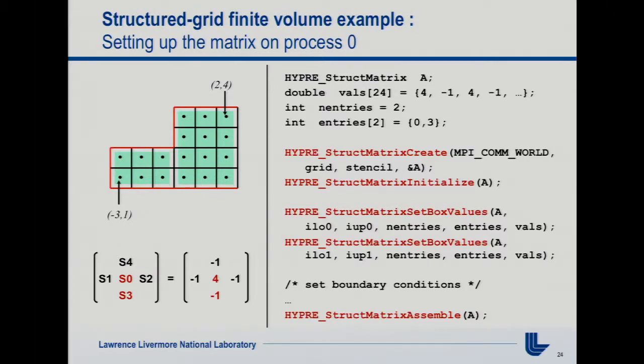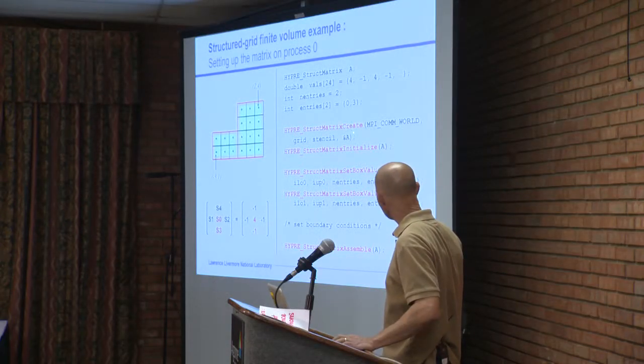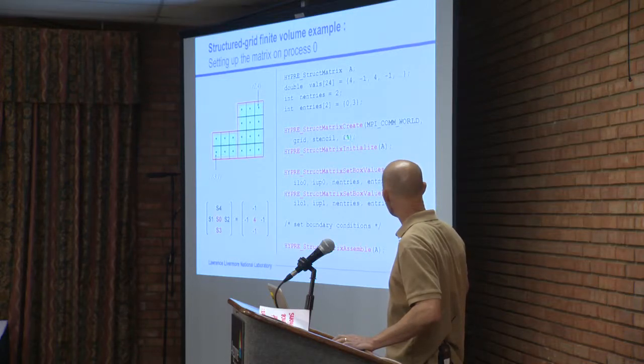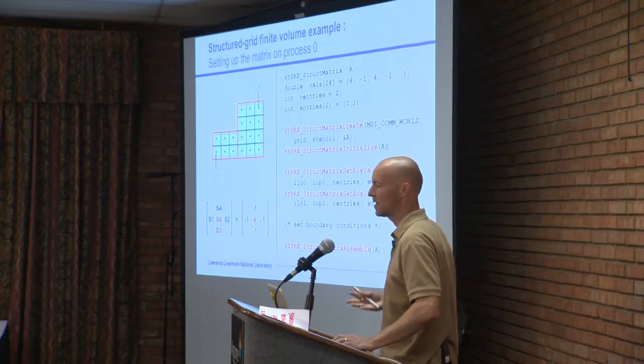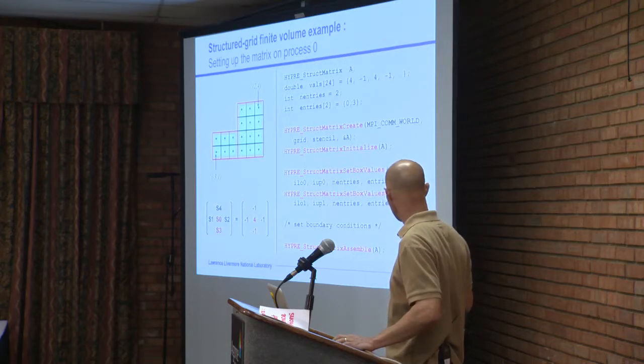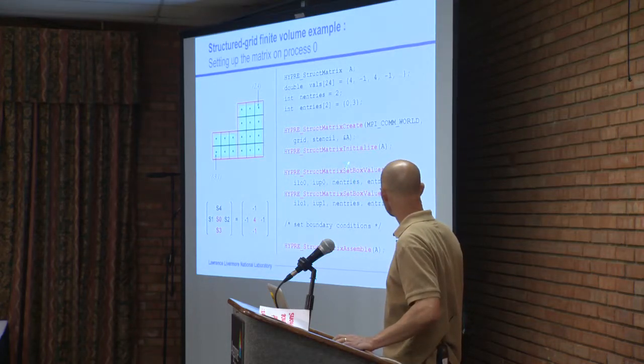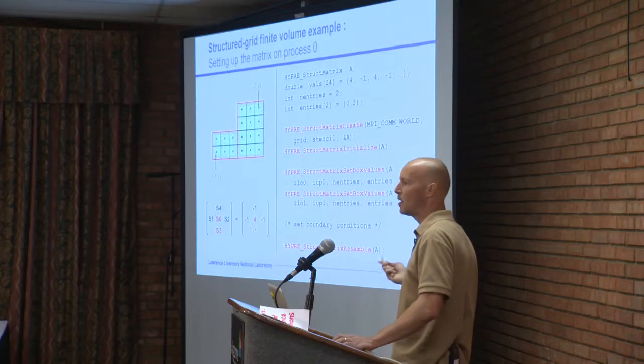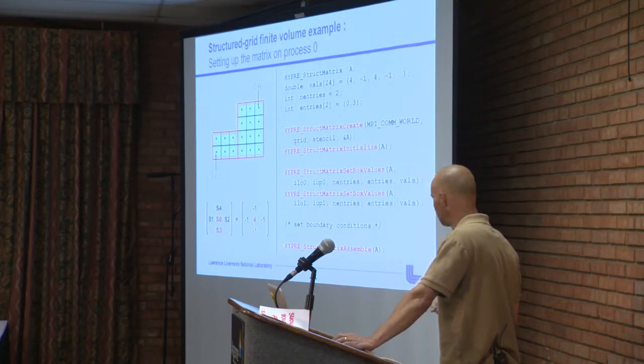OK, so for matrices, it's similar. I don't have a little movie to show you. You have a create, and you get a matrix object back. You call initialize, which just tells HYPRE I'm about to give you some coefficients. And then in this case, I'm setting values. And I'm trying to show that you can do it for only a subset of the coefficients. So the center and the south coefficient, I'm passing in the 4 and 1. And I'm doing it in 2 calls, one to set those values over this box of grid points, and then another to set it over this box of grid points. Okay? So there's some flexibility on how you set the coefficients themselves.